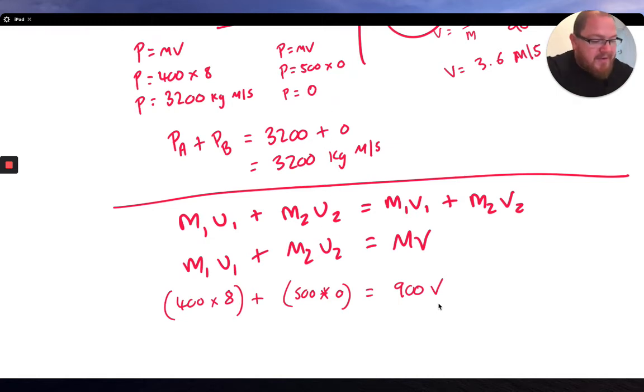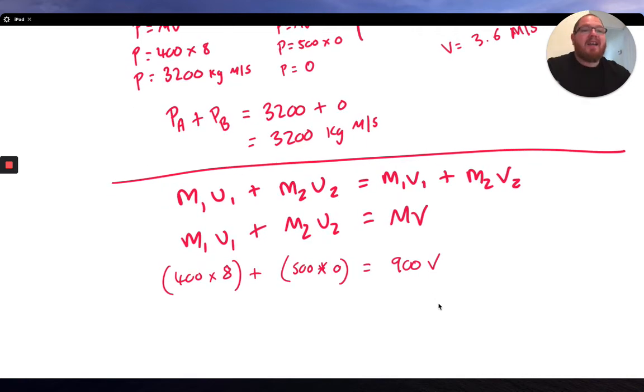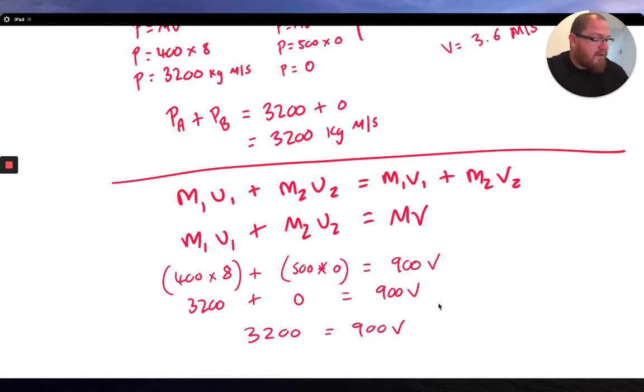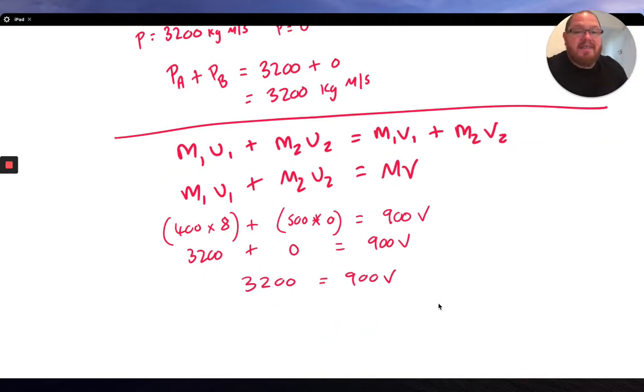It's just this method is much better. And I know it's taken a long time for me to get through this. The second example will be much quicker, I promise. So 400 times 8 was 3200, plus 500 times 0 is 0, equals 900v. I'm just going to simplify this again: 3200 equals 900v. You can see how quick this is now. It's like my fifth step and I'm nearly done.